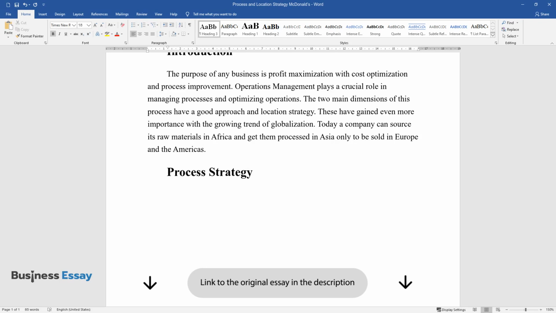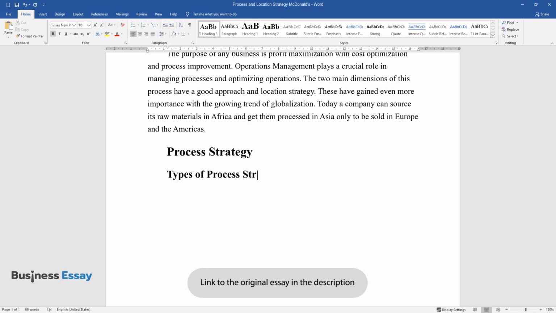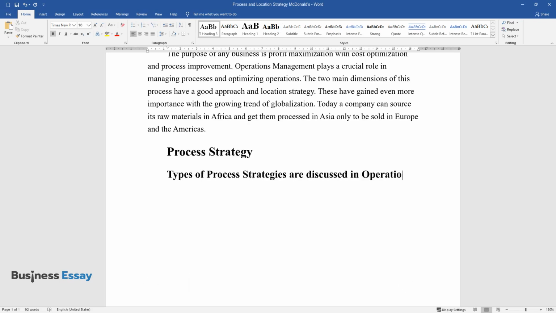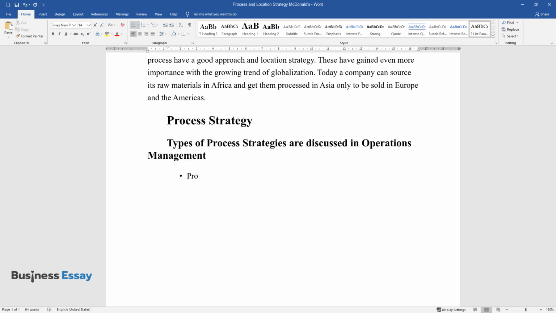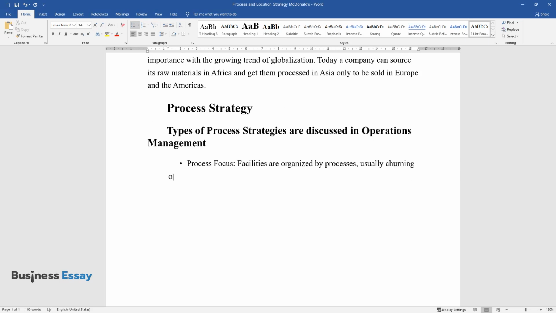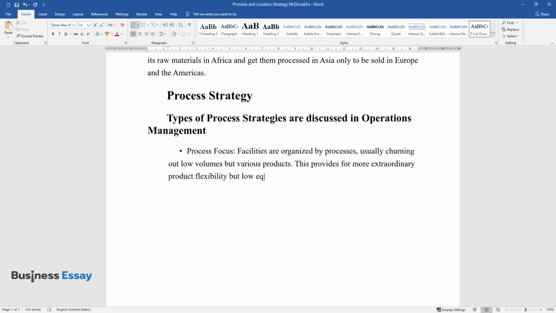Process strategy. Types of process strategies are discussed in operations management. Process focus: facilities are organized by processes, usually churning out low volumes but various products. This provides for more extraordinary product flexibility but low equipment utilization.